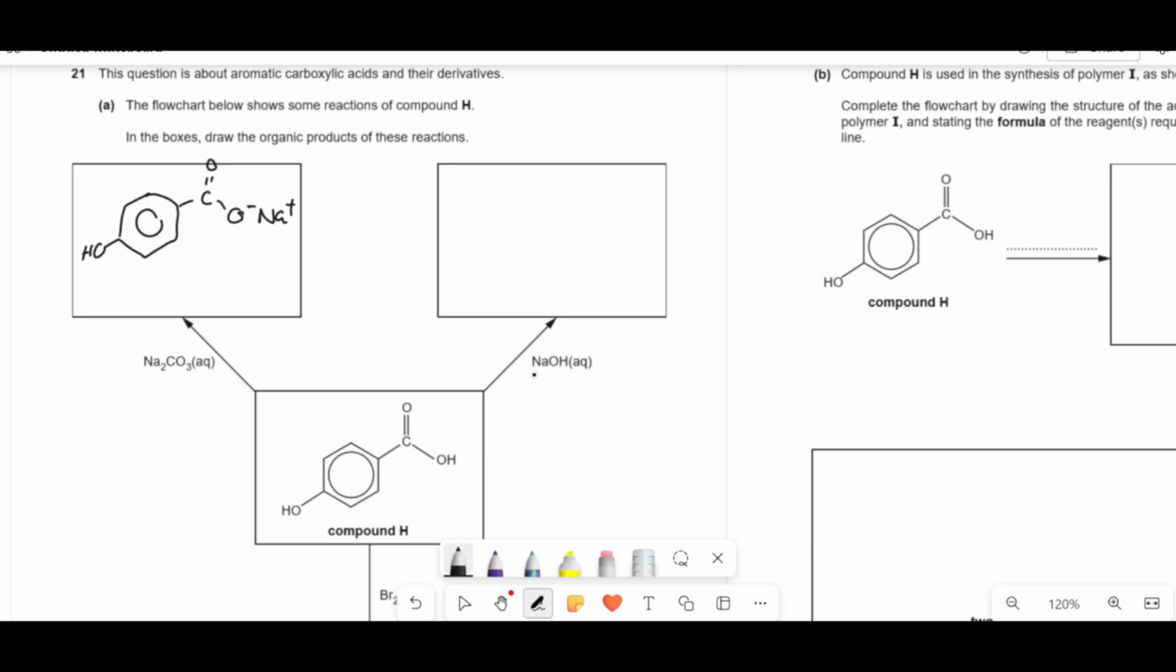Now if we add NaOH, that's a strong base, which means it can react with the weak acid here, but it can also react with the phenol, because phenol can act as a weak acid, but it only reacts with strong bases. So here what you end up getting is O minus Na plus here, and then here you'll end up with C double bond O, O minus Na plus like that.